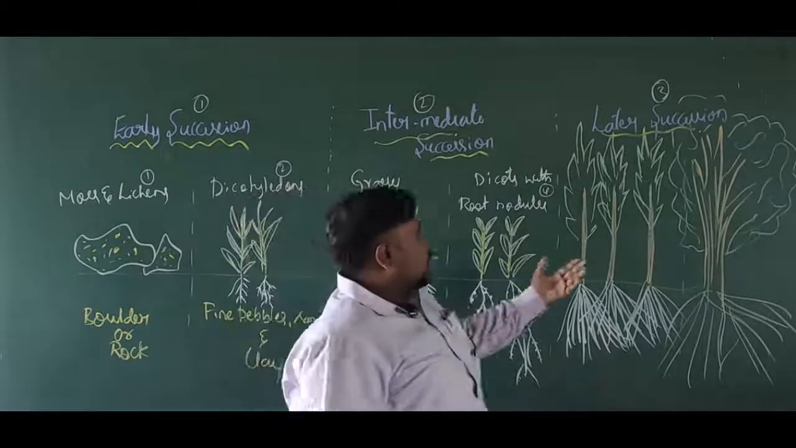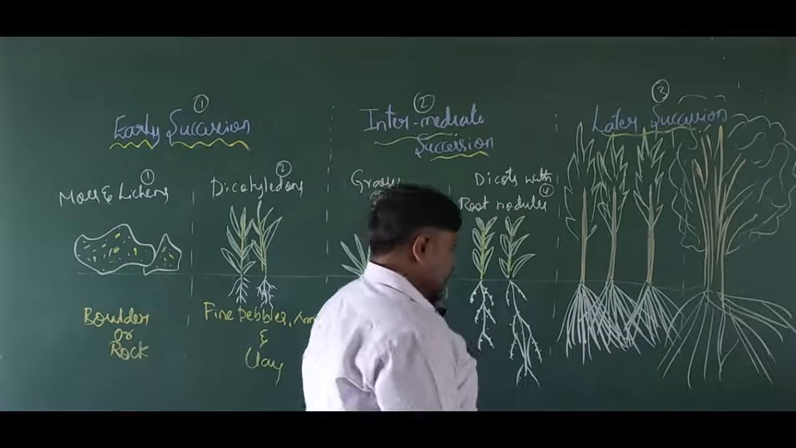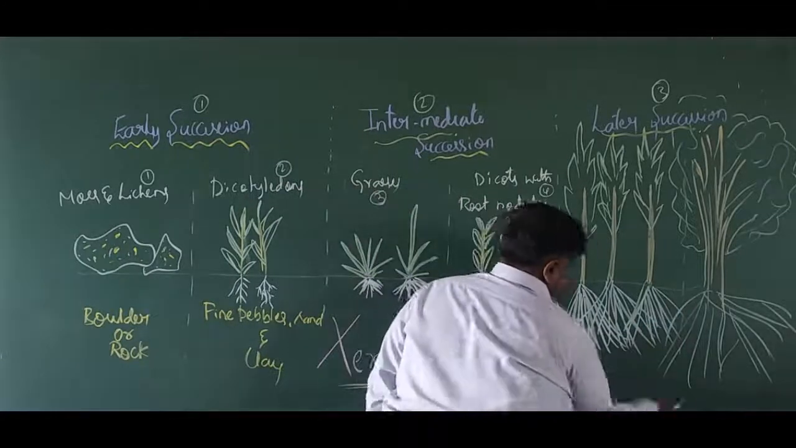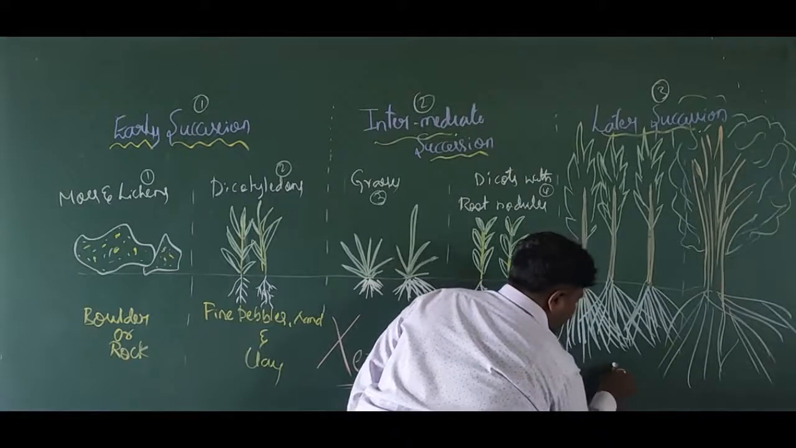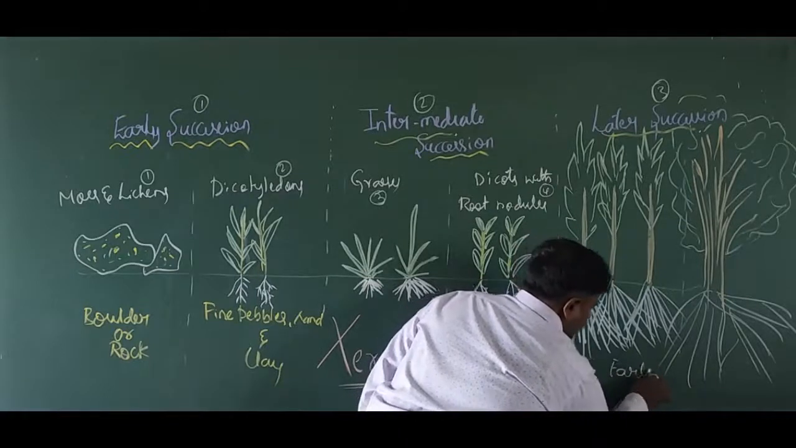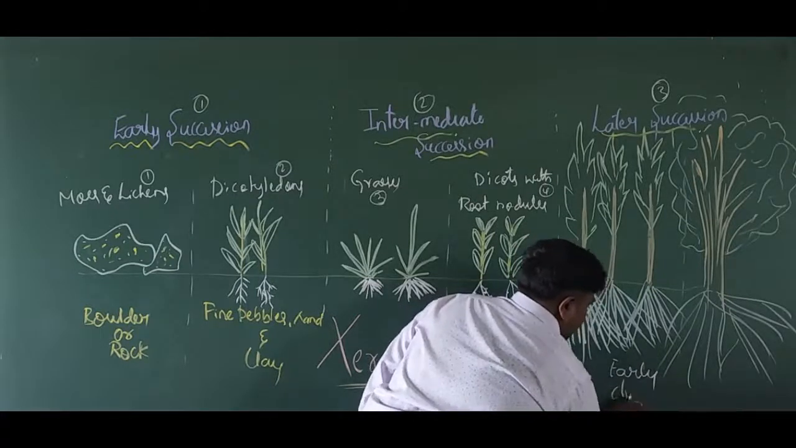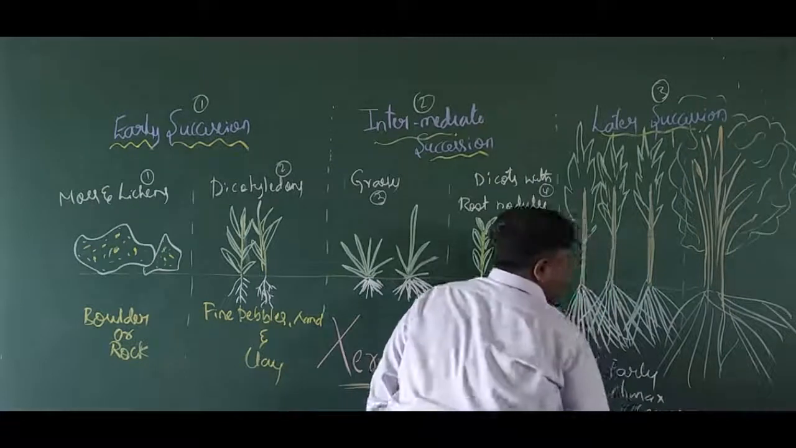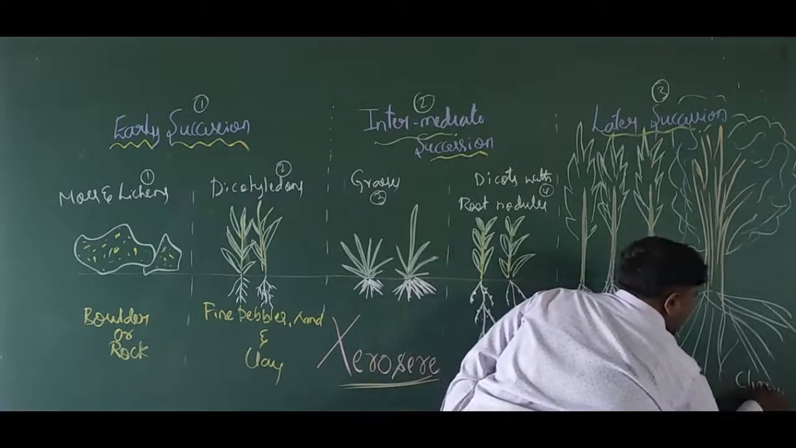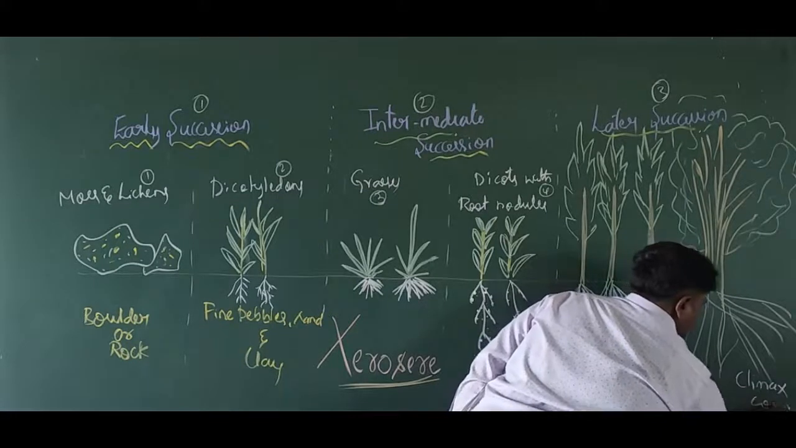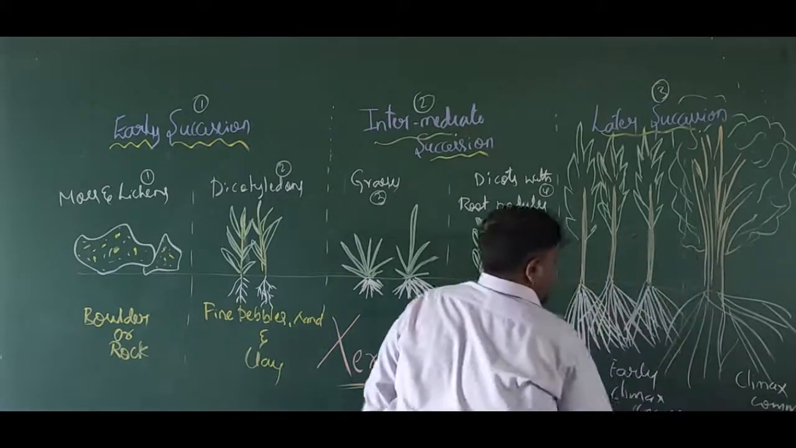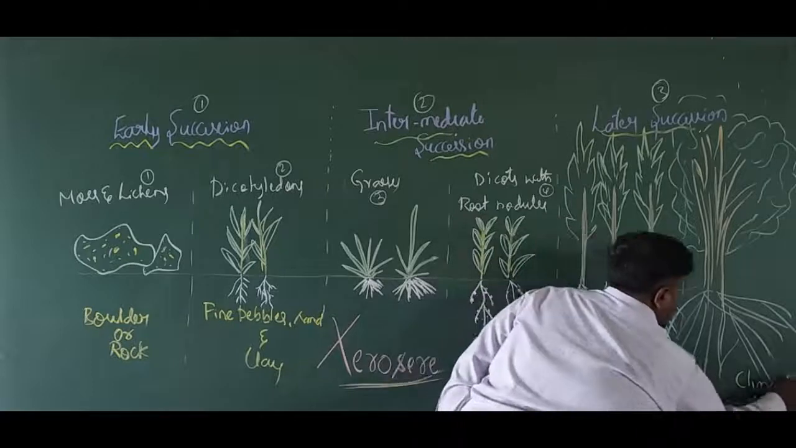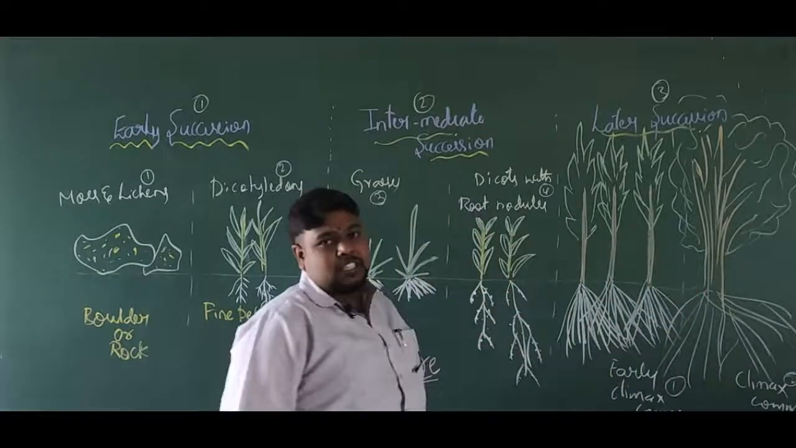And in the last one, we have two things. They are similar to each other, but they define two stages. One is an early climax community and the other is the climax community. These are the two substages of your later succession here.